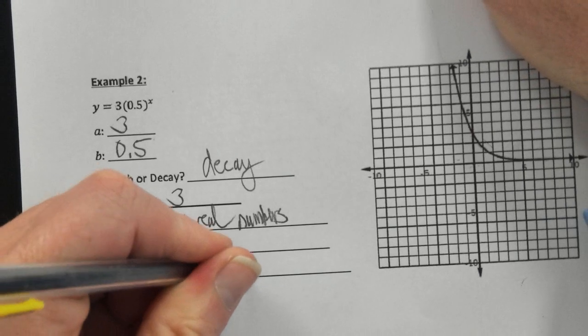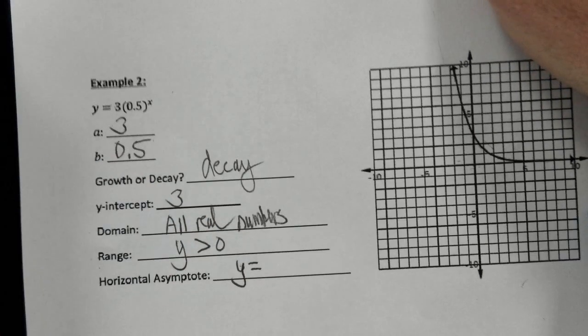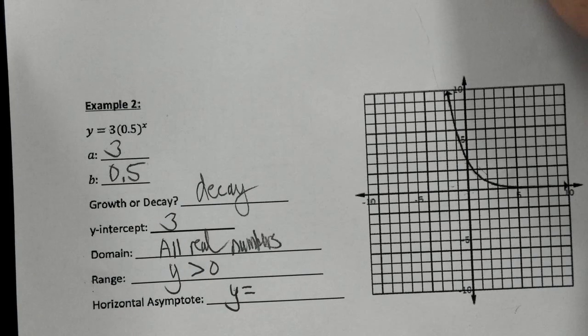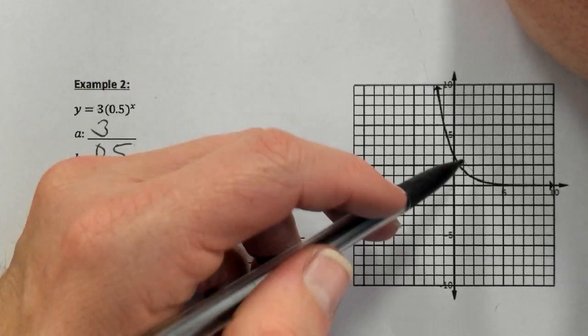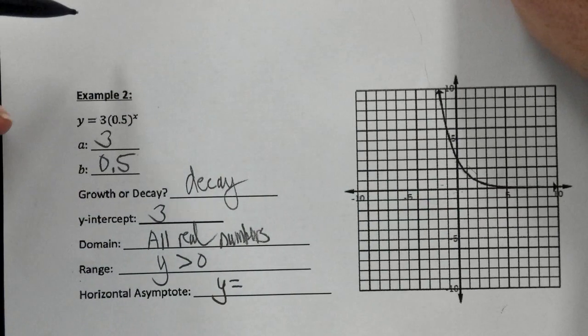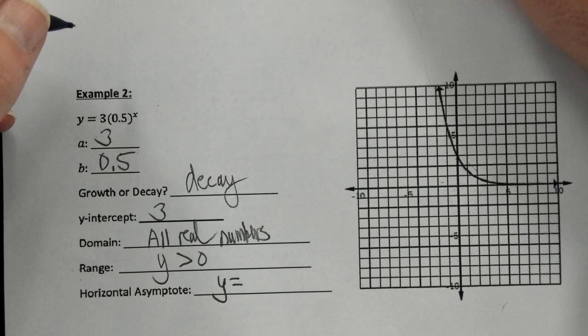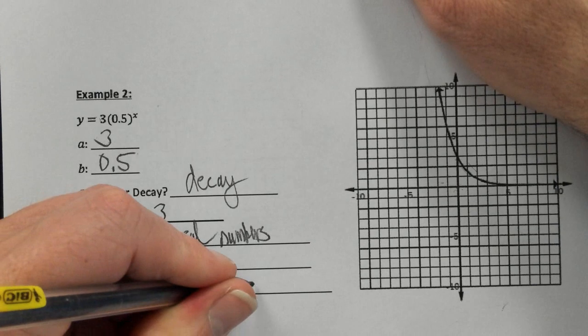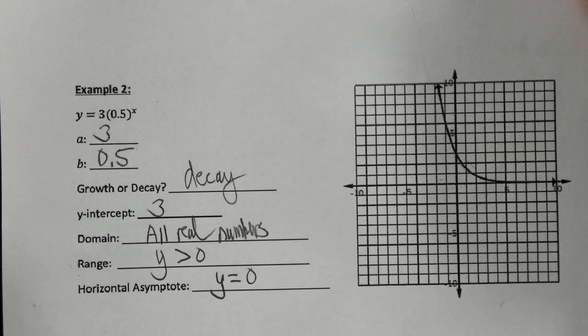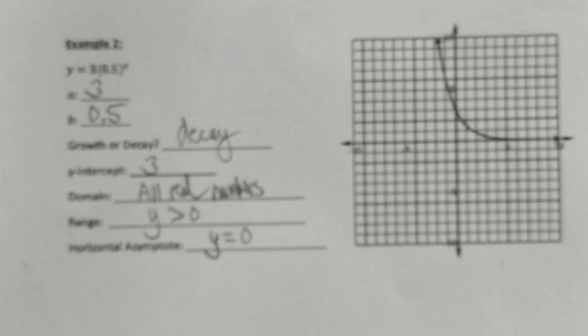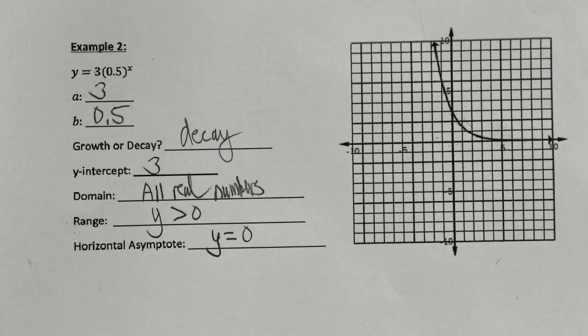The equation for it is going to be y equals some number, and that's the number that it never actually reaches. So here we get closer and closer to 0, but we never actually get there. So my horizontal asymptote is going to be y equals 0. And I can show you this on a table of values as well, kind of like what we did in the last section. And you can do this on your calculator as well.